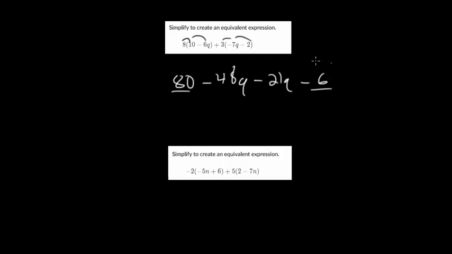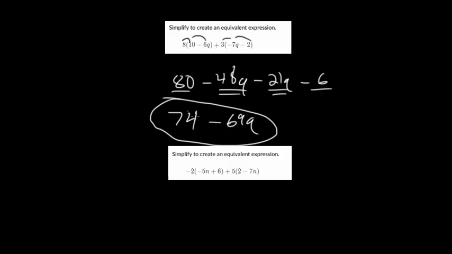So combining the number terms, we get 74. And then combining the q terms, that would be minus 69q. So that would be our final answer for that one.